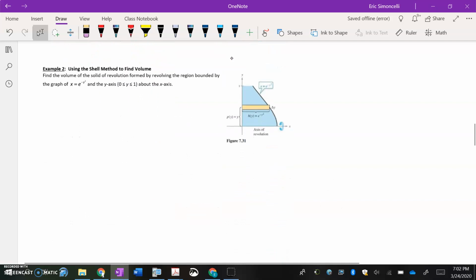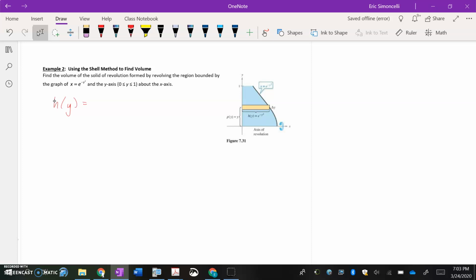Example 2, using the shell method to find volume. So again, we're going to be doing the same basic thing, but we have obviously a little bit of a different look here. Find the volume of the solid of revolution formed by revolving the region bounded by the graph of x equals e to the negative y squared and the y-axis, such that y is between 0 and 1, about the x-axis. So notice our function, and given our axis of revolution, delta y as opposed to delta x will be utilized. So let's highlight some of the basic components to start with. Instead of h of x, we're going to use h of y.